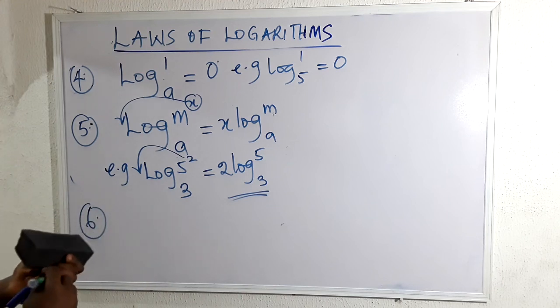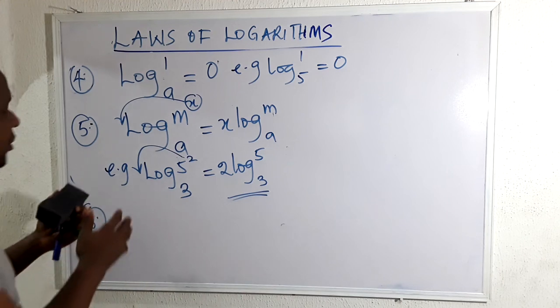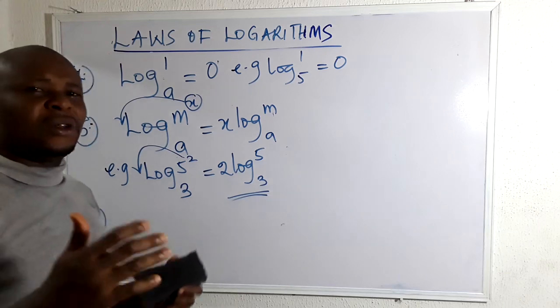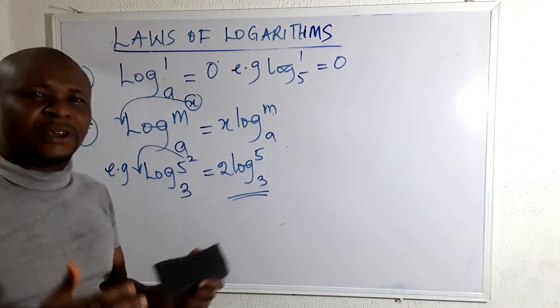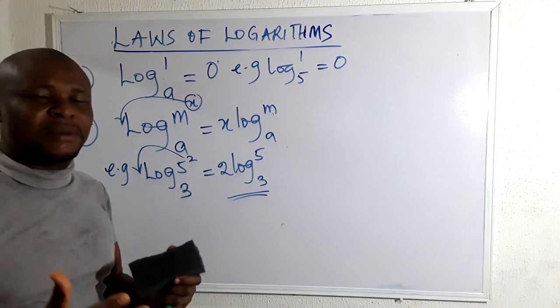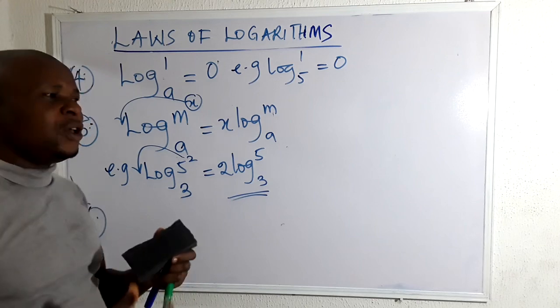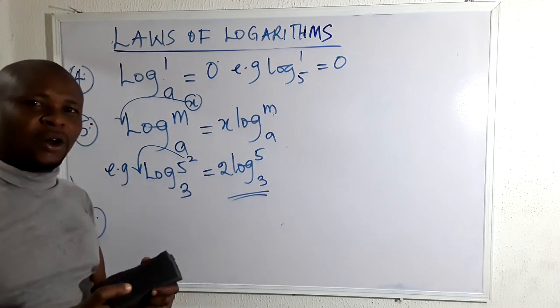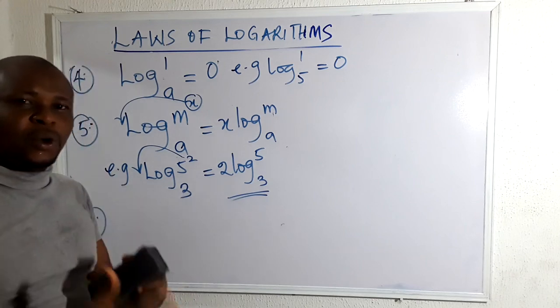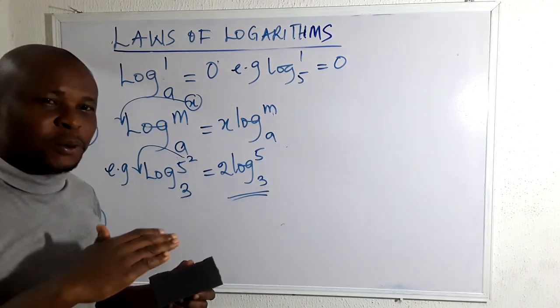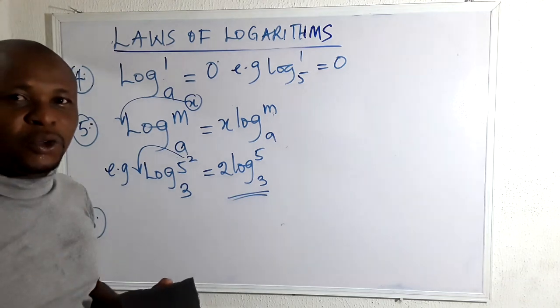Let's look at the sixth law. Now the sixth law is change of base. It is not all the time we work with logarithms that are expressed to the same base. Sometimes the base can be different, and you'll be required to change one or more of the logs to a particular base for the question to be easier for you to solve.